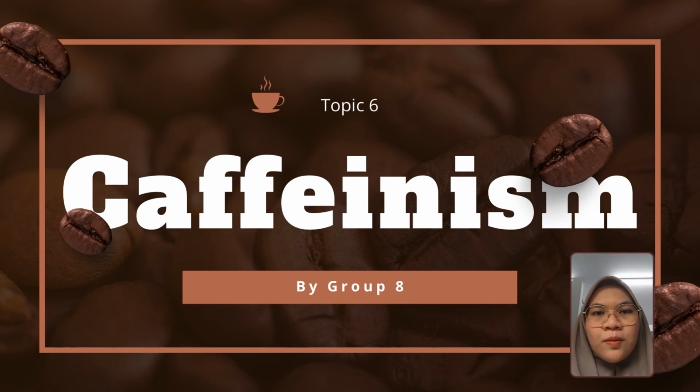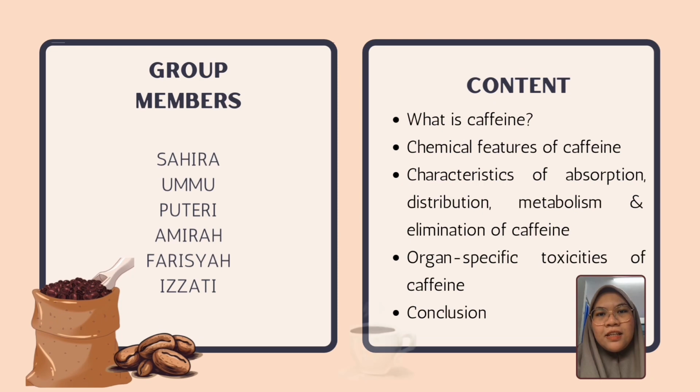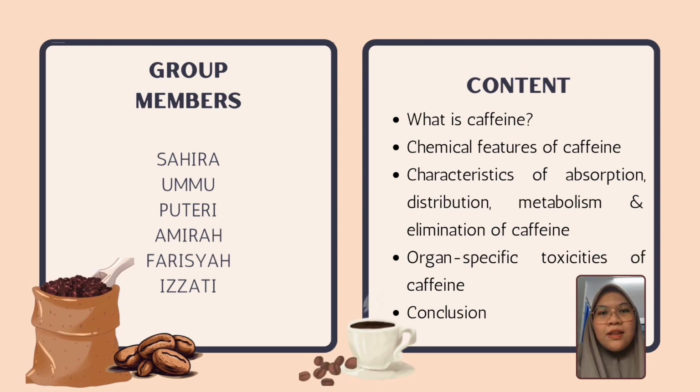Today we are going to talk about caffeinism. So this is the list of our group members. In this video, we are going to explain what caffeine is, the chemical features of caffeine, the characteristics of absorption, distribution, metabolism, and elimination of caffeine. And the last one is organ-specific toxicities of caffeine.